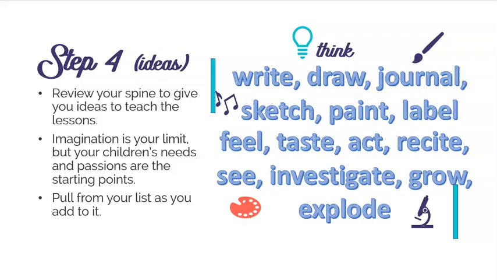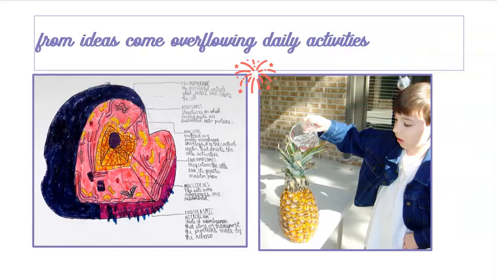So things that came to my mind were to journal and label and grow and investigate and explore. And so I started making a list of ideas or things that we could do. I used my resource book, some I researched, and I began to pull my ideas together and make a list. And then from the ideas came the overflowing daily activities. So it's not really necessary. The point I'm making is not to say day 1 we'll do this, day 2 we'll do this. You have a list, you let the book guide you.